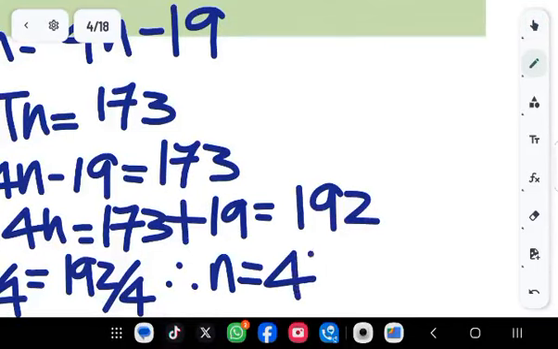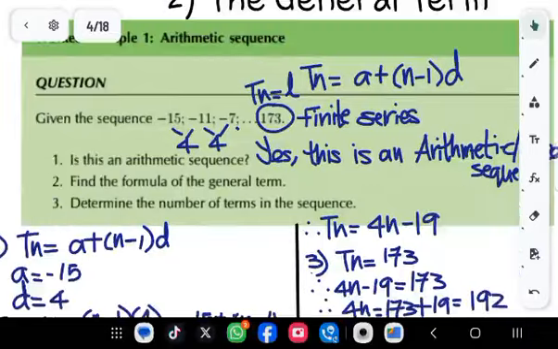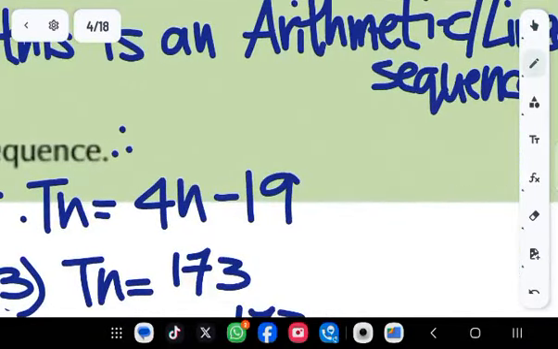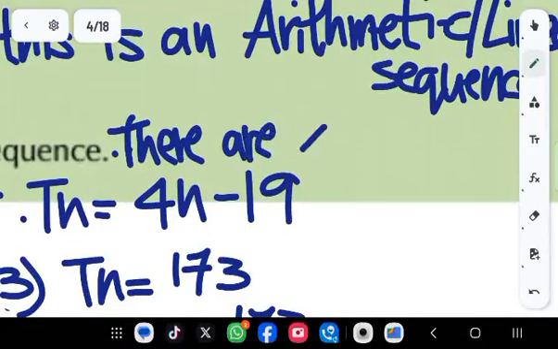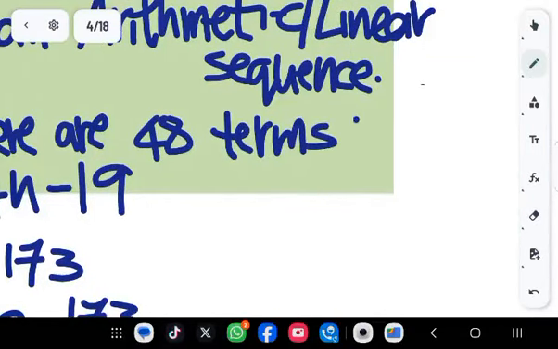Now, always answer the question, meaning that therefore there are 48 terms in the sequence. And that's how you answer the question.